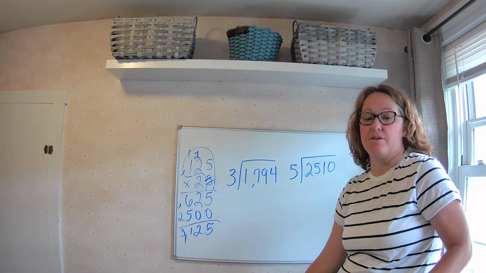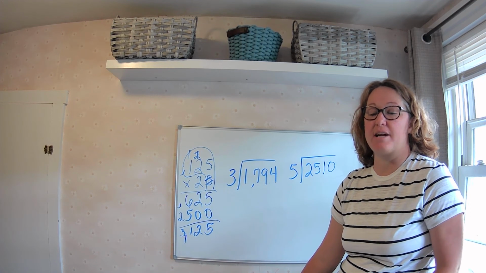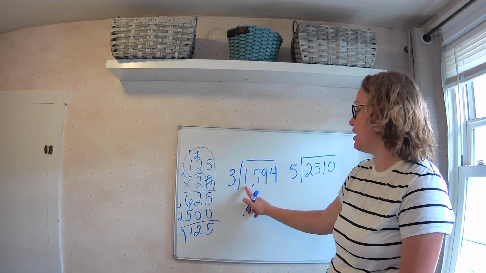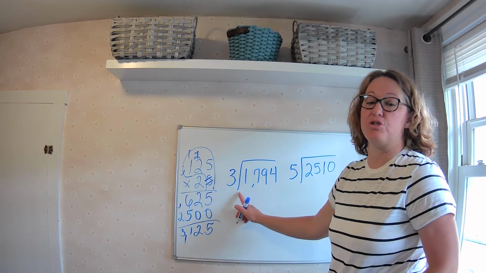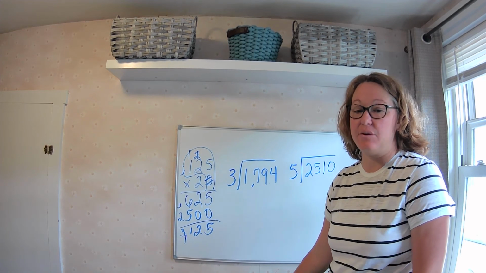Now with divide, we talked about dead monkeys stink bad. And again, that stands for divide, multiply, subtract, bring down. So let's start with division. Can 1 be divided by 3? No, because 1 is smaller, so let's go to 17. How many times does 3 go into 17 without going over it?